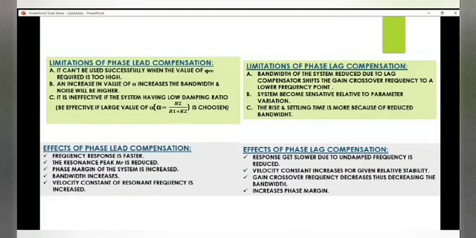Now here the effect of phase lead compensator: frequency response is faster, response peak Mp is reduced, phase margin of the system increases, bandwidth increases, velocity constant of the resonant frequency is increased. Another side, effect of phase lag compensation: response gets slower due to the undamped frequency being reduced, velocity constant increases for given relative stability, gain crossover frequency decreases, thus decreasing the bandwidth, increases phase margin.